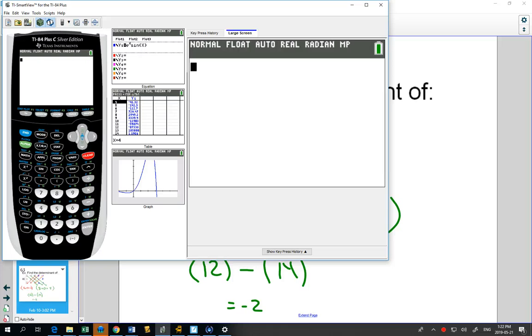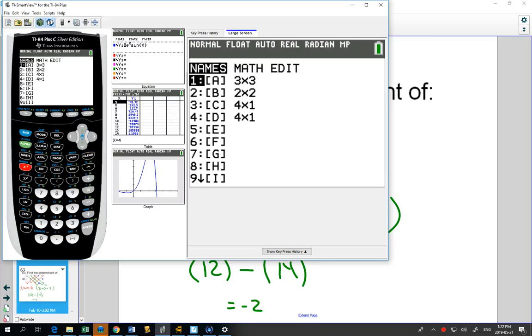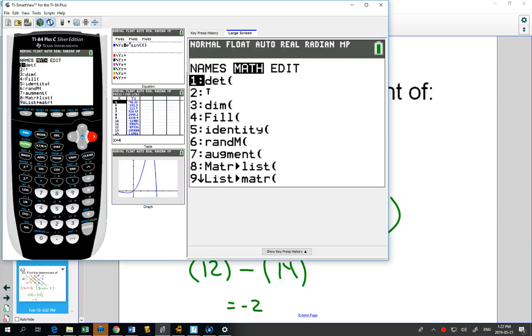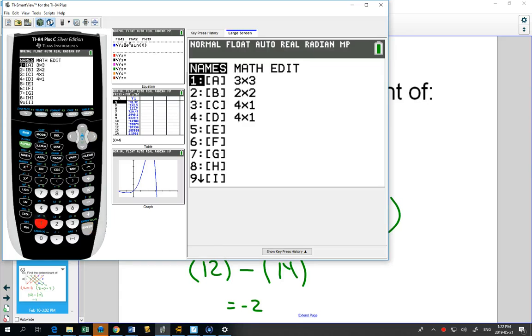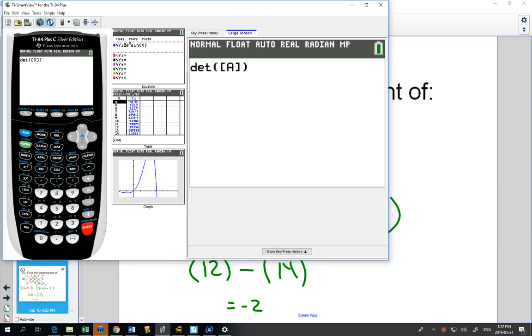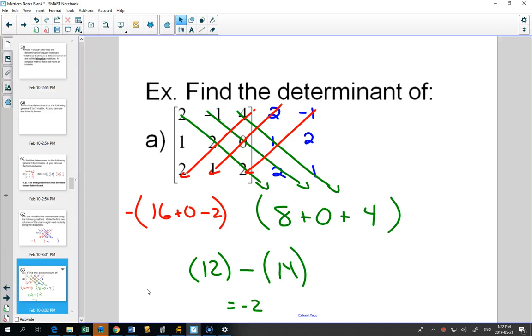Now if you go to matrix, second matrix, and you go over to math, it allows you to do a bunch of math with your matrix. The one that we're going to do right now is a determinant, so we're going to do a determinant of second matrix A. And we should get negative 2 if everything has worked out correctly. So this is not a singular matrix because the determinant is not equal to 0.